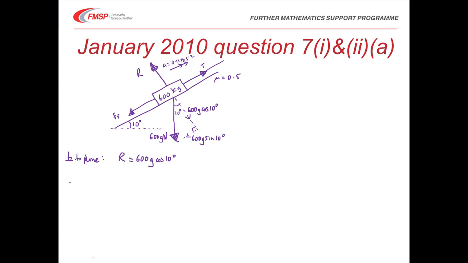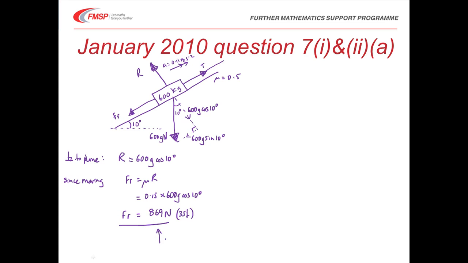That's R sorted. Well now, since the log is moving, it must be the maximum value of friction. So friction is mu R in this case. Mu is 0.15, and I've established already that R is 600g cos 10. Well, calculating all of that gives me 869 newtons to 3 significant figures. And that's the value of the frictional force.